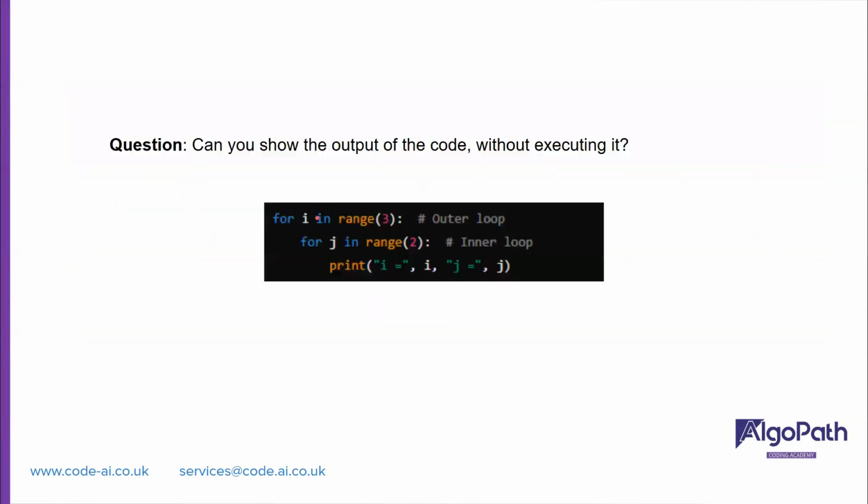So let's go straight to an activity, to try to understand what's going on here. What I want you to do is pause the video now, have a quick think about what the output would be of this code without actually executing it. Just to give you a guide, this top one is going to be 0 to 2. This middle one is going to be 0 to 1. And every time it prints out, I equals the outer loop and J equals the inner loop.